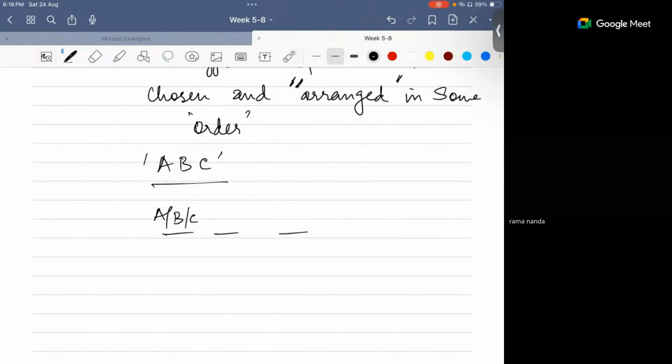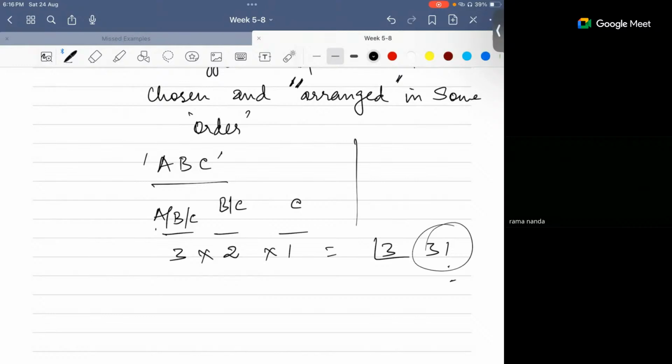If you have chosen one of the words, then you are left with two words, right? For example, if in the first place you have chosen A, then you are left with B and C, and then in the end you'll be left with one more. So in the first place you have all three options, in the second you have two options left, and in the last you have only one option that needs to be arranged. So you basically have three factorial ways, correct?